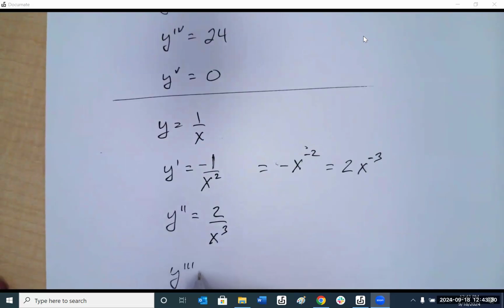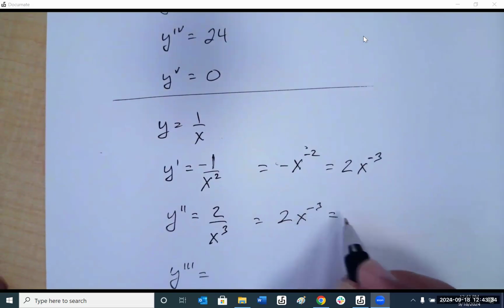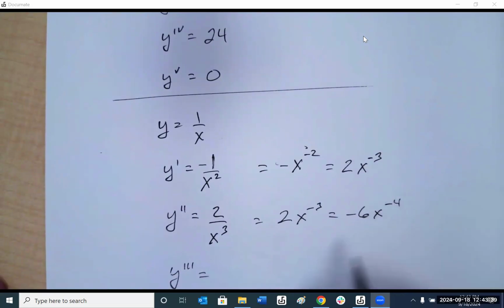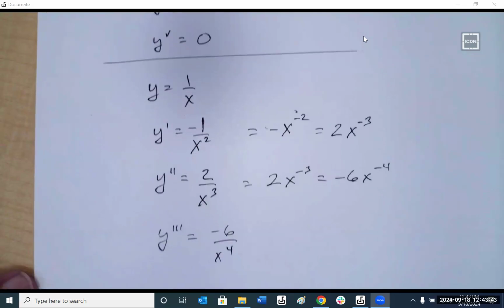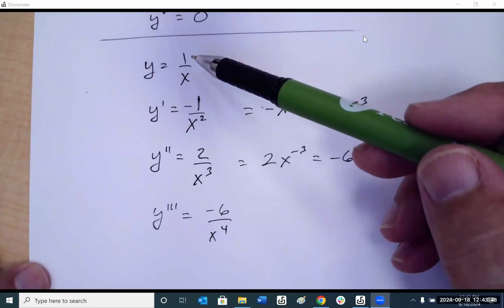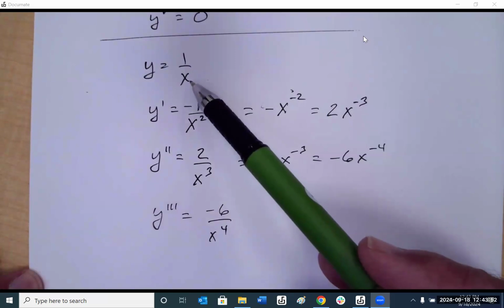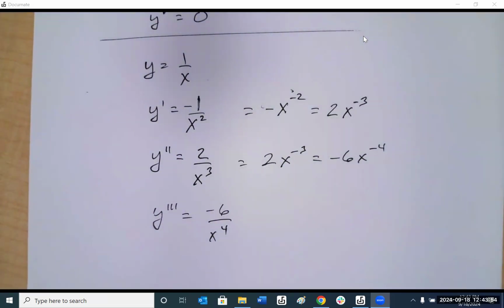The third derivative. This one's 2x to the power negative 3, which makes it negative 6 x to the negative 4. So you see what's happening here? The numerator changes from positive, negative, positive, negative. It alternates. The denominator increases. Does this one have an end of how many derivatives I can take? Nope.